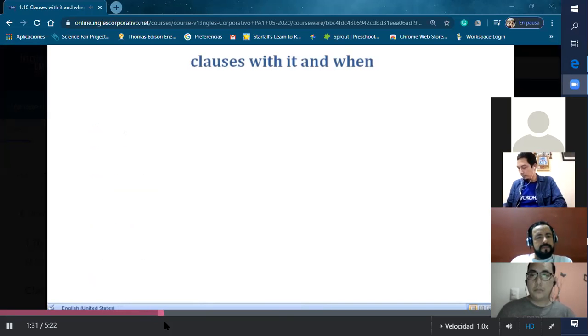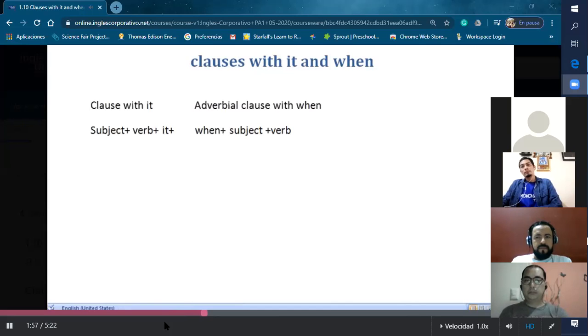So let me just quickly present the structure and how to formulate this kind of complex sentences. When we say clauses with it and then clauses with when, really what we're saying is that we want to express things that we like, that we don't like, or that we're neutral about in any given situation. So let me just present the structure here. We want to use clauses with it and then adverbial clauses with when. And we do this in order to express the things that we like, the things that we don't like, or the things that we might be neutral about.